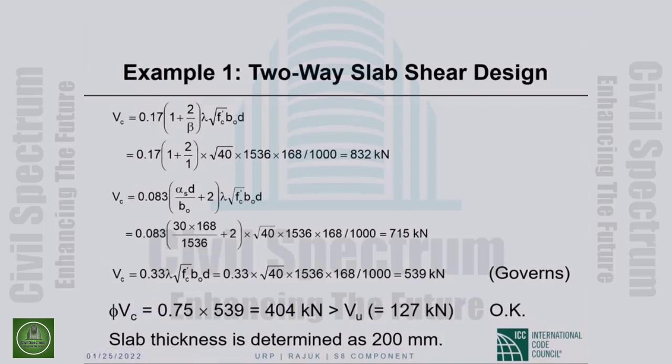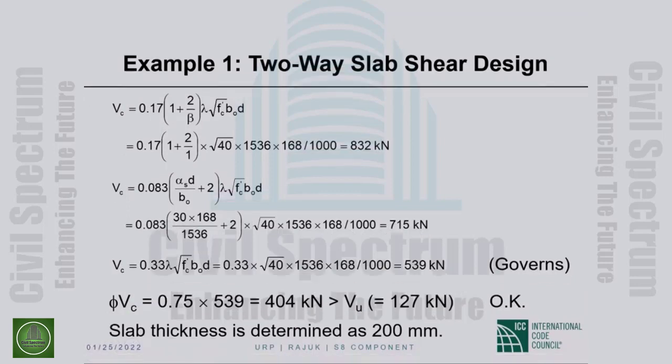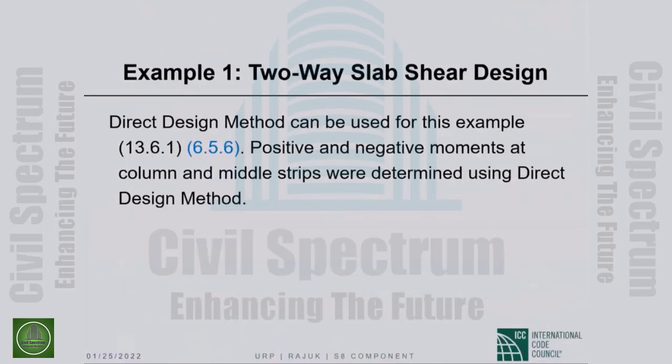So that tells us that the thickness of 200 millimeters that we chose is probably fine, although we now have to consider the unbalanced moment transfer. Okay, so direct design method can be used for this example. We checked that yesterday. Positive and negative moments at column and middle strips were determined using direct design method.